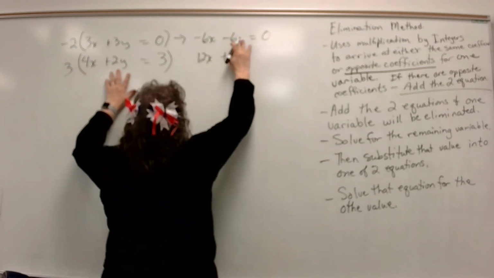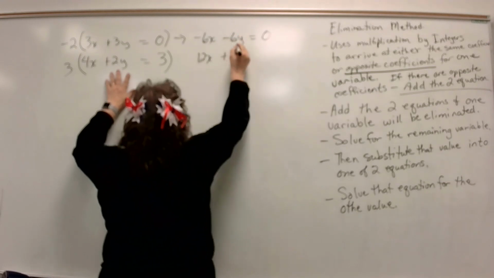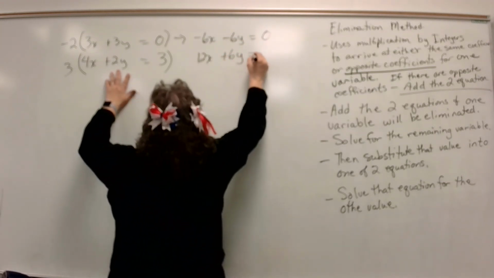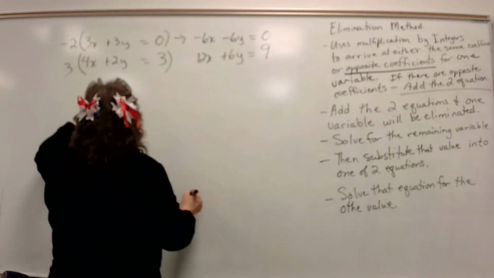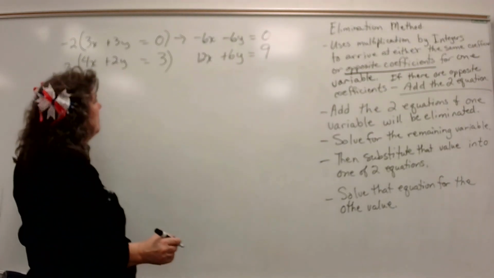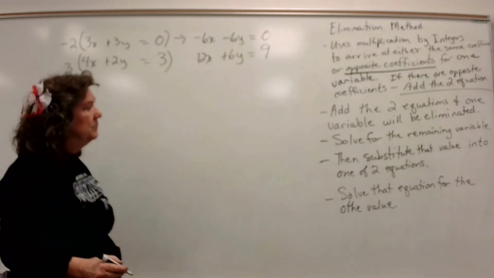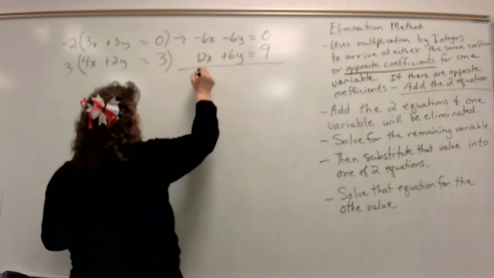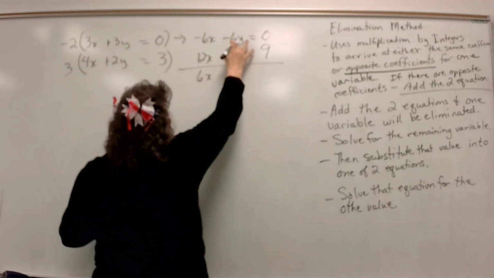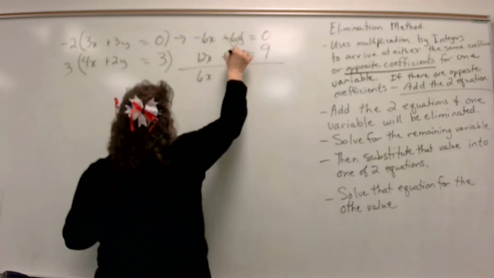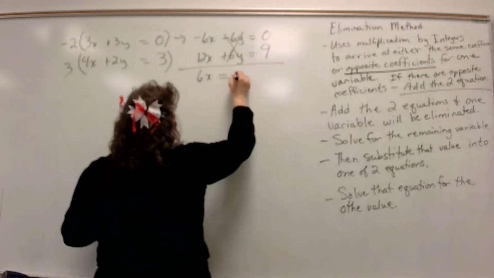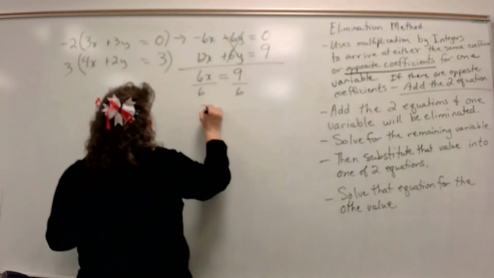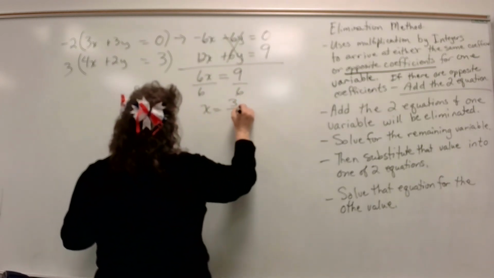plus, how about fixing that and putting a y? Thank you for letting me know. And a 6y here is equal to 3 times 3 is 9. So you see you have to multiply each one of these numbers by that 3. Now when I add these equations, negative 6x plus 12x is 6x. Negative 6y plus 6y is 0. And so it's equal to 0 plus 9 is 9. Now divide by 6, and my x is equal to 3 halves.